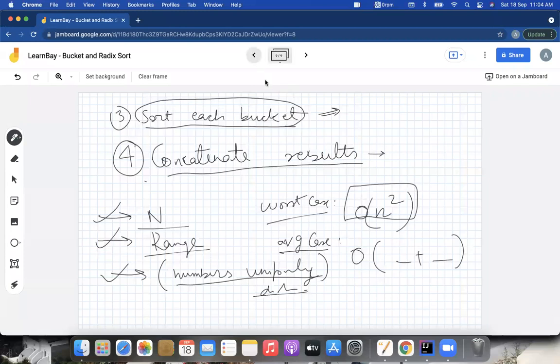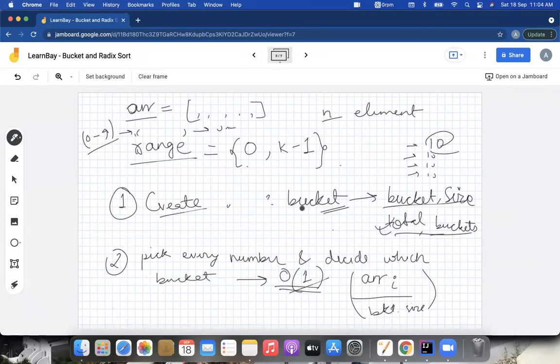So let's estimate the time complexity of each step. Creating buckets is basically just choosing the bucket size or total number of buckets, so that is not going to take any time. You can choose that before starting your algorithm. For each element, you will take O(1) time using a basic mathematical expression to decide which bucket it goes to. But there are n numbers, so here you take O(n) time, right?